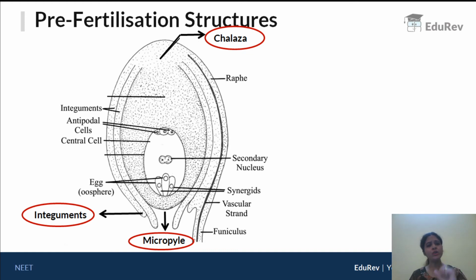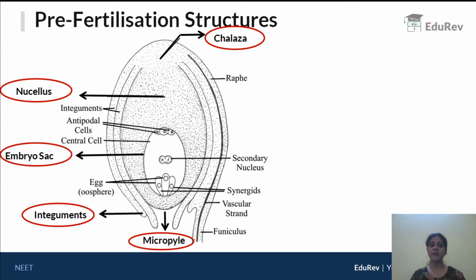Now, the integuments basically protect two important entities in the center. The first is the nucellus. Now, the nucellus represents all the dotted structure that you can see within the integuments. Now, these nucellus cells are highly nutritive cells. They are diploid cells. So they're secreting a whole lot of nutrition that will be provided probably to the centermost part, called the embryo sac. So the integuments protect the nucellus and the integuments protect the embryo sac.